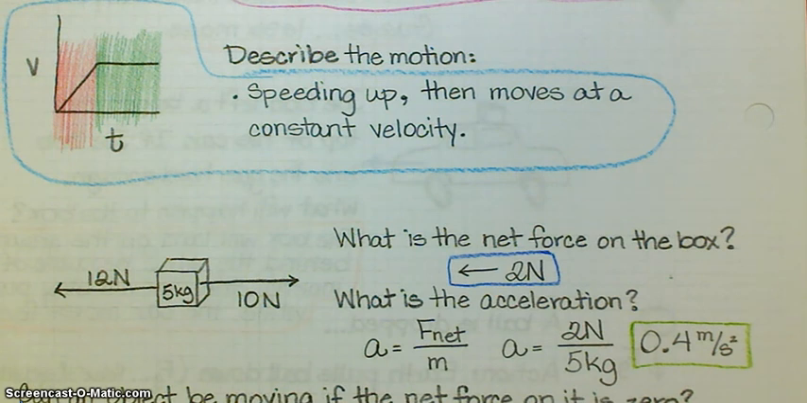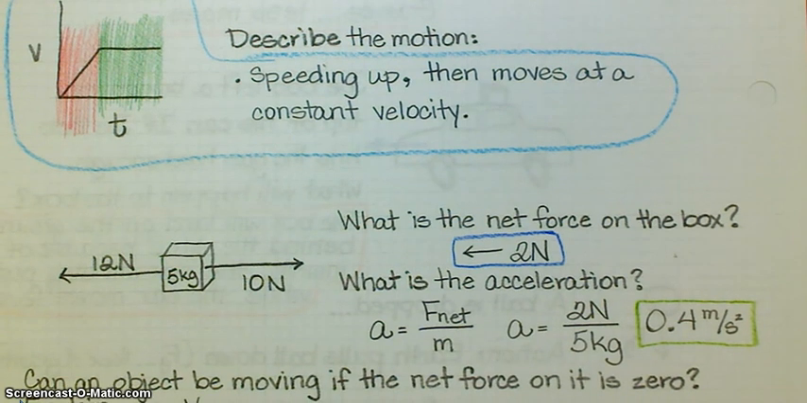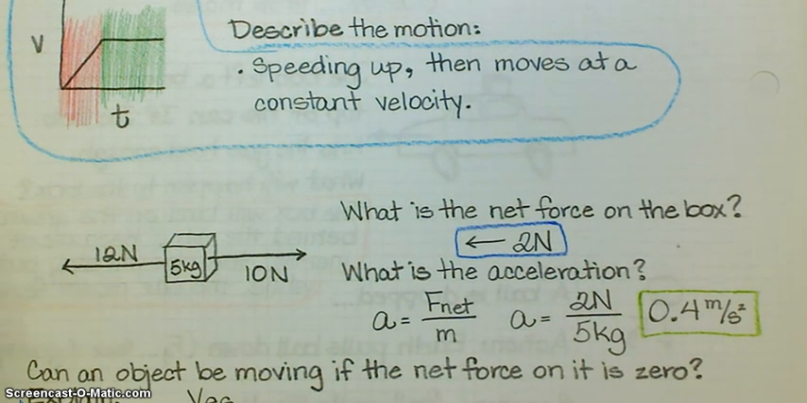Then we're going to move on to the final couple of questions. Can an object be moving if the net force on it is 0? A lot of people like to tell me no. But listen to the question carefully. Can an object be moving if there's a net force of 0? The answer is yes. The object can be moving. But since the net force is 0, the object cannot be accelerating. So the only way it can be moving is if it is moving at a constant velocity, meaning it's not speeding up, not slowing down, and not changing directions. No acceleration.